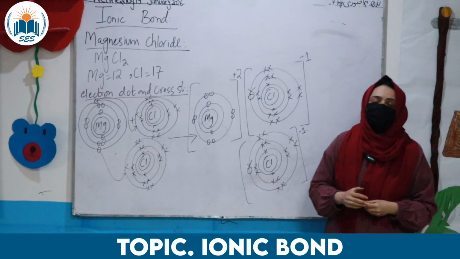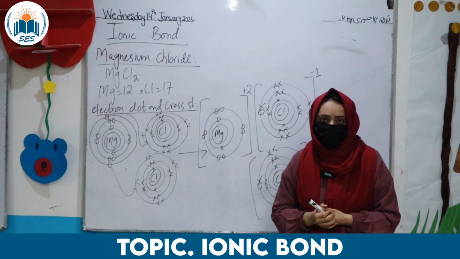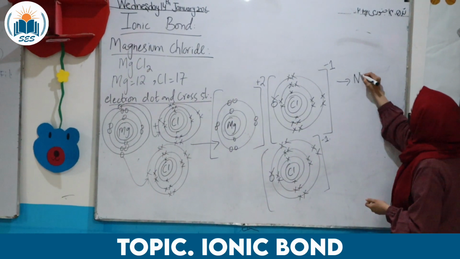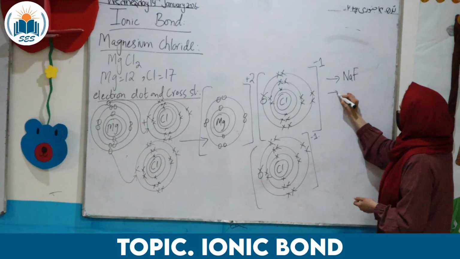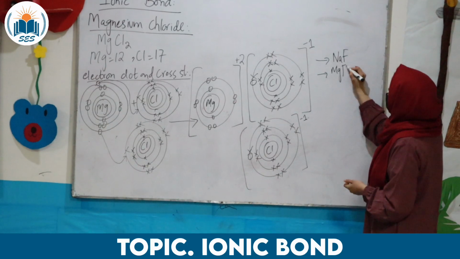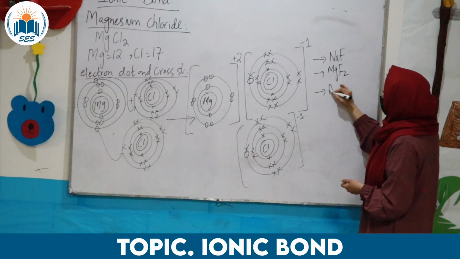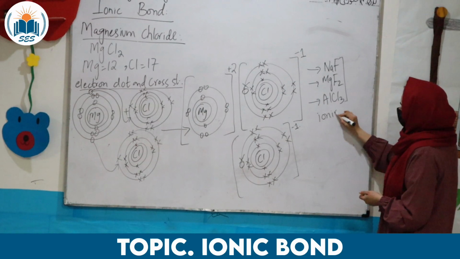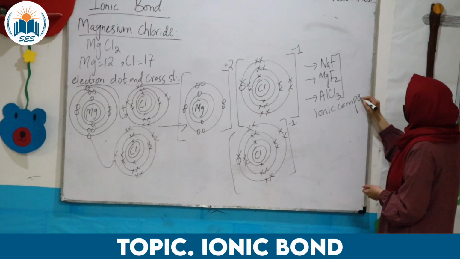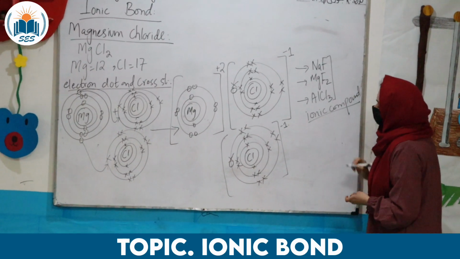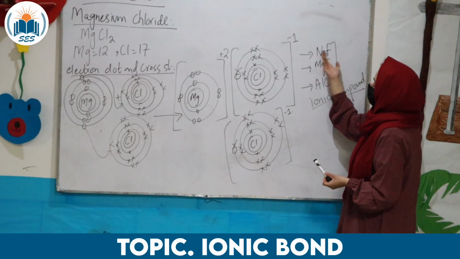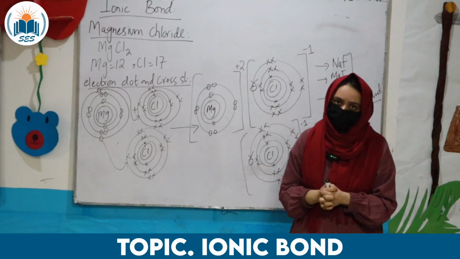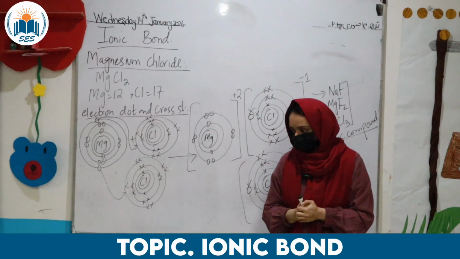Okay, now there are many other examples that form ionic bonds, like NaF, MgF2, AlCl3. All these compounds are ionic compounds, and they are formed by the electrostatic force of attraction. That force of attraction is called ionic bond. This is all for today's lecture.